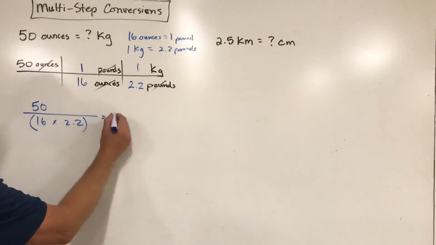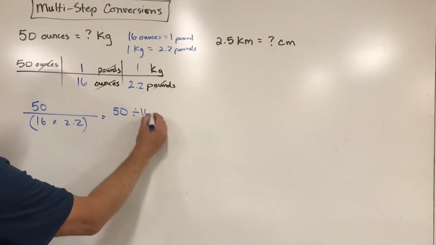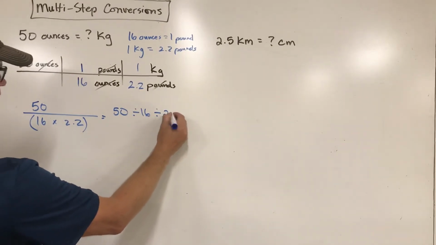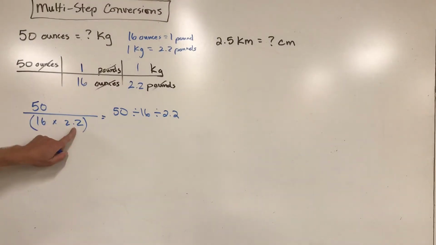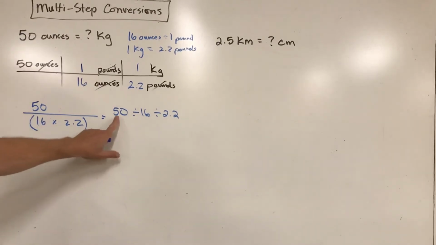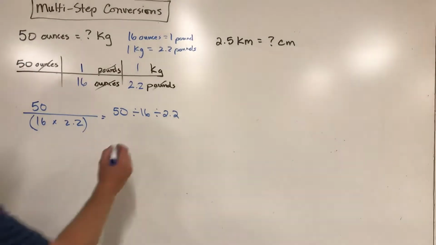So I turn this into 50 divided by 16 divided by 2.2. I just type it in like that. 50 divided by 16 divided by 2.2. I'm not multiplying because the 2.2 is on the bottom. I got to take this value and it gets divided by 2.2. If I just type it in like that, 50 divided by 16 divided by 2.2, this is going to give me a value of 1.42.